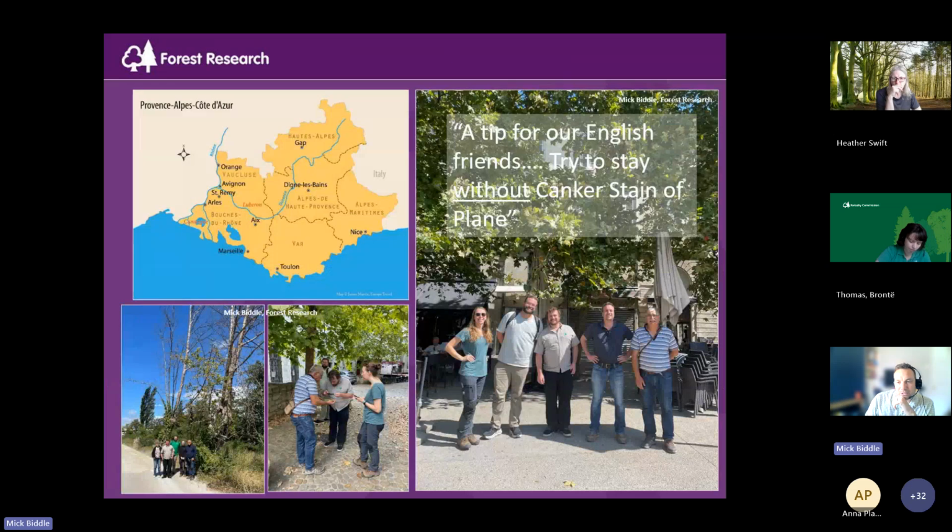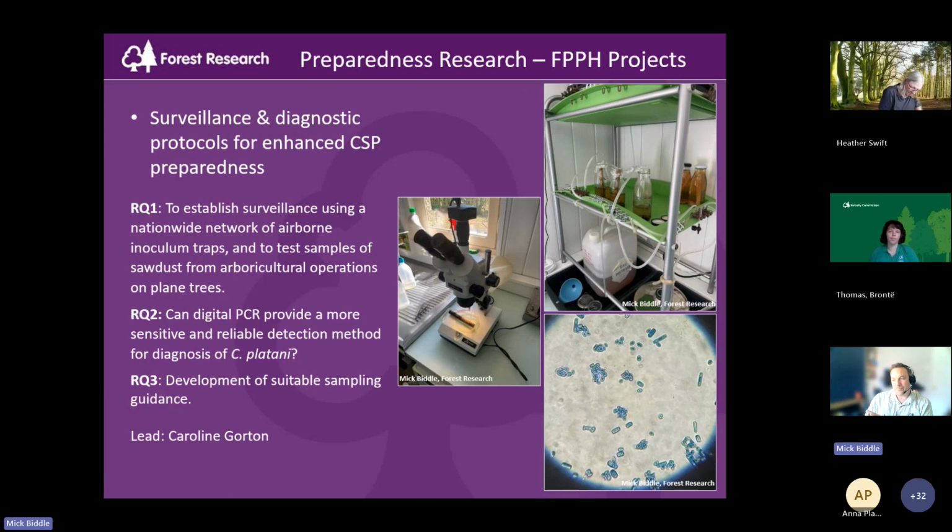So this was the parting shot really from Francis. A tip for our English friends: try to stay without canker stain of plane, which kind of stuck with us. And off the back of this visit, we put together some proposals for three preparedness projects, which have been funded by the DEFRA Future Proofing Plant Health Scheme.